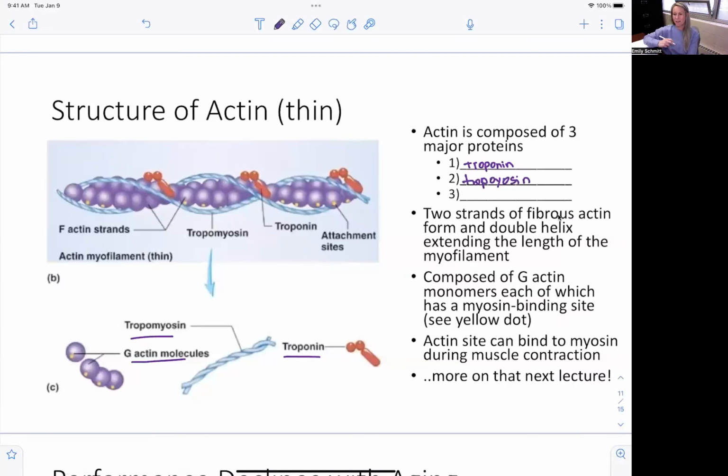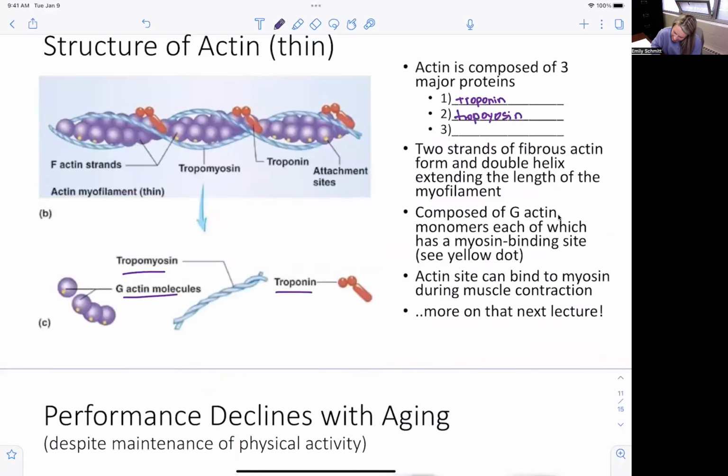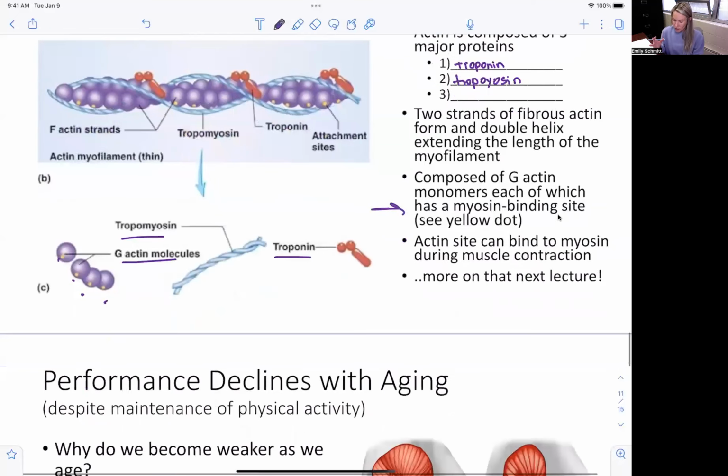So two strands of this fibrous actin form a double helix, extending the length of this myofilament. And then these G-actin monomers, these yellow dots here, can bind to the myosin during muscle contraction. And so again, the anatomy and the structure of these filaments are really important when we talk about muscle contraction. So I'm just giving an intro. If there's anything else that you need to look up or any questions you have, if you don't have a good baseline understanding of some of these terms, just let me know.